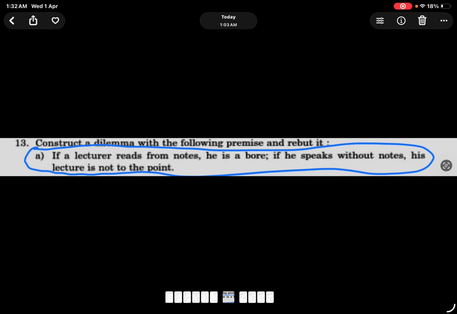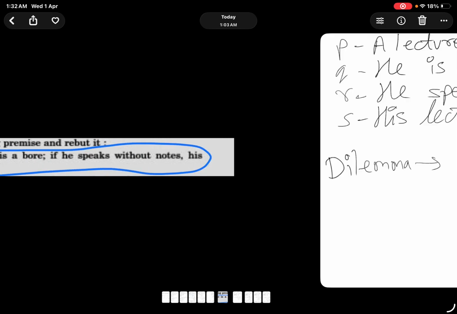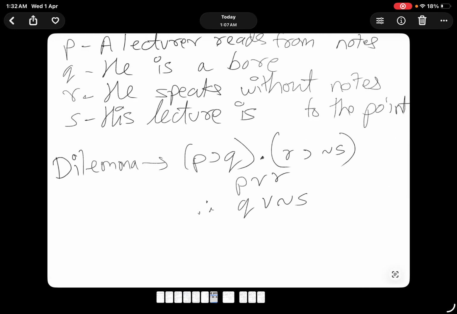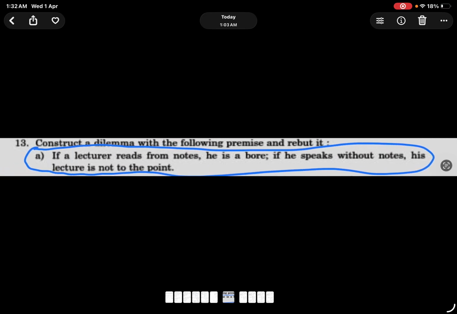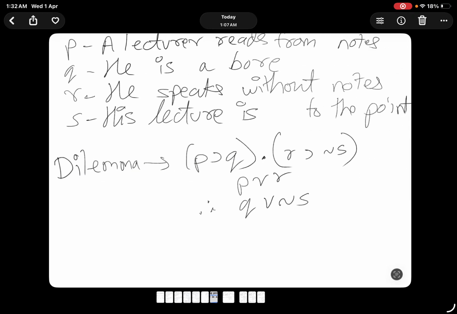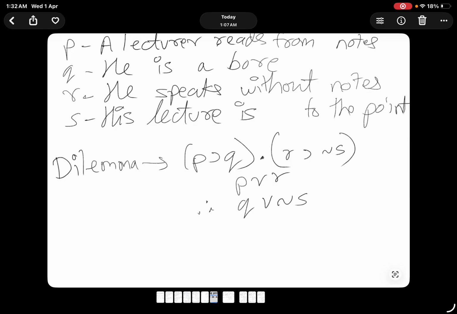First step is to identify the 3 or 4 propositions. So यहाँ पे we clearly see there are 4 propositions. So first I'll say P will be a lecturer reads from notes, Q will be he is a bore, R is he speaks without notes, and S is his lecture is to the point. Okay, यहाँ पे it's given his lecture is not to the point, but when we are symbolizing propositions we do not include the negation inside it. So it will only be his lecture is to the point.